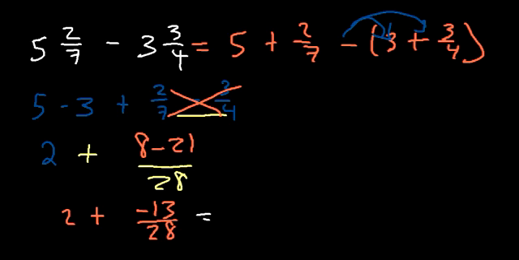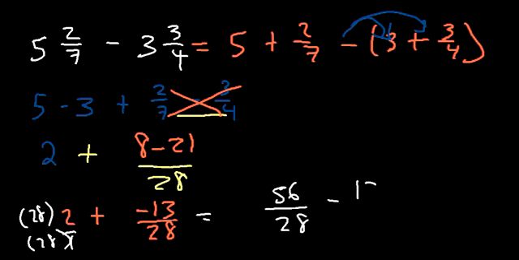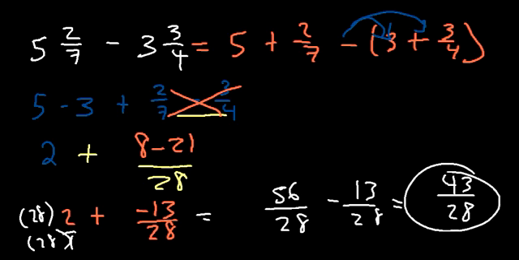So now we have 2 plus negative 13 over 28, which we can't really combine as of yet. So we're going to have to get common denominators for this example. So 2 over 1, if you multiply top and bottom by 28, it's 56 over 28 minus 13 over 28. So 56 minus 13, that's 43. So we have 43 over 28.